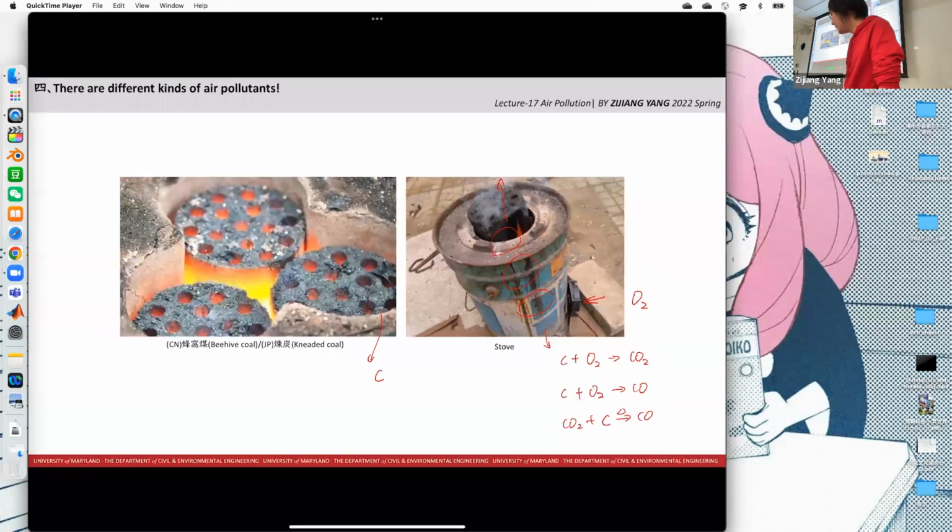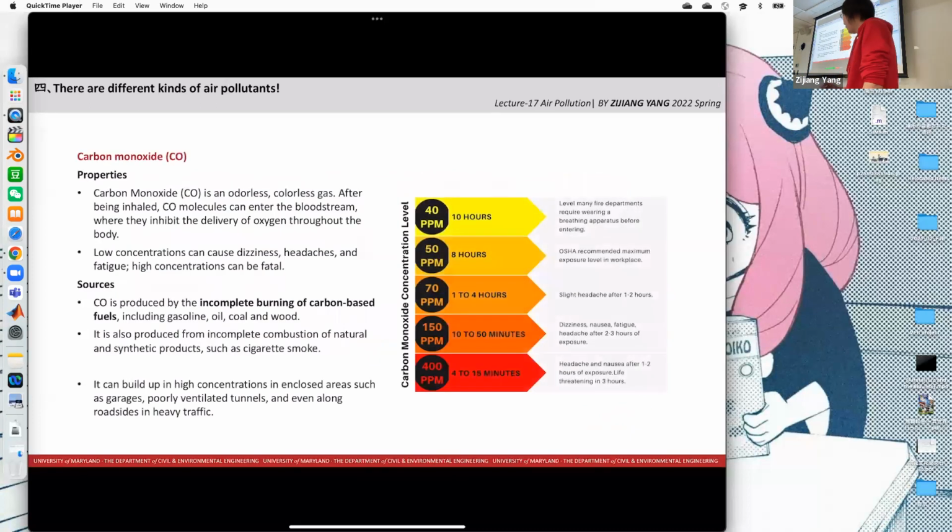So as far as I know, it caused many problems, like people get poisoned by this carbon monoxide in the room. They use this inside the room and then they die. So this is very bad.